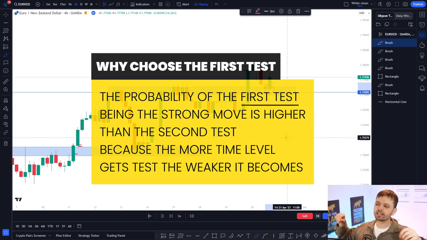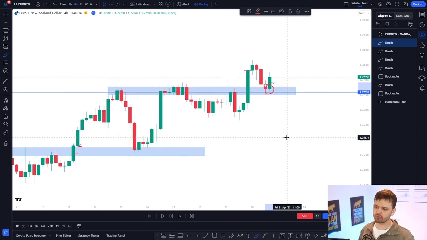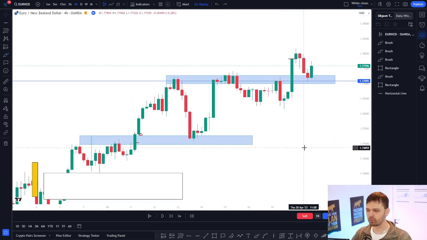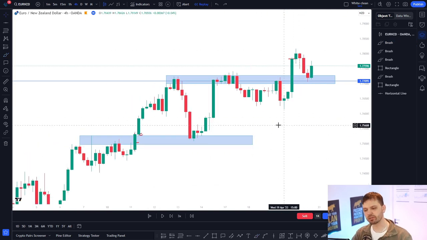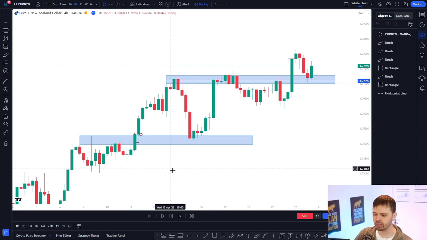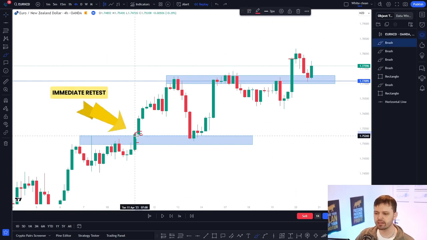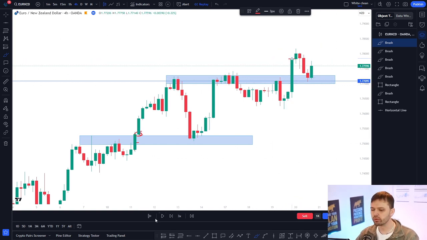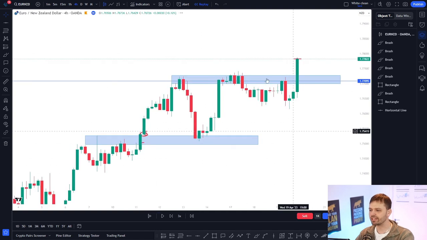And one thing I like to say is I'm always looking for a rounded retest. And why is a rounded retest important? Well, a rounded retest is important for the same reason as we don't want to see an immediate retest, okay? Imagine that you have one candle closing above the level, and then you decide to put in orders right away. So it looks like this, okay?